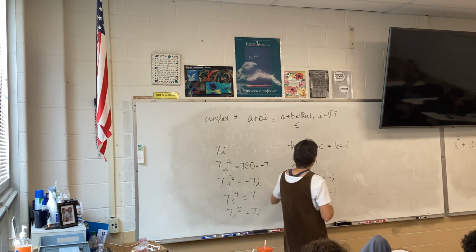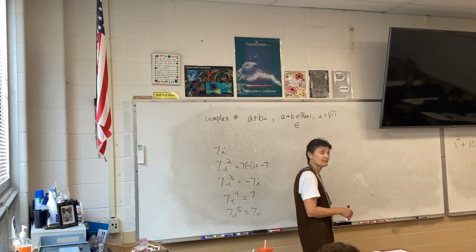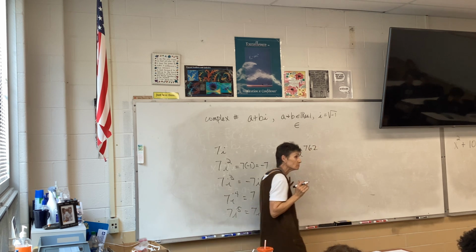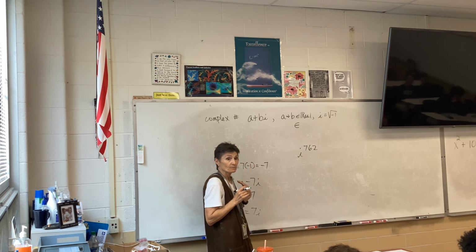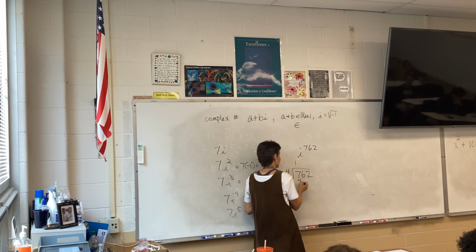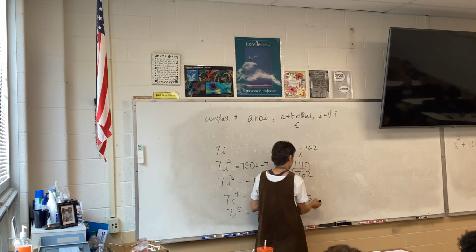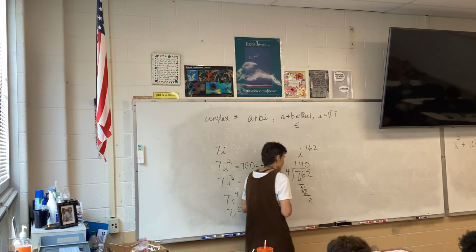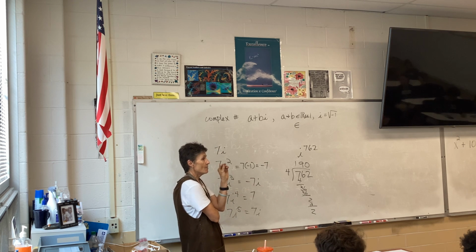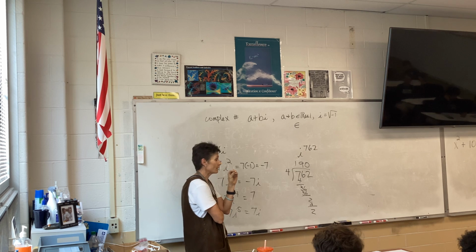Well, what if we have a math book problem, because this never happens in real life that I know of, but it's an interesting math book problem. What if we have i to the 762? If we divide that exponent by 4 without a calculator, the remainder would be 2, so this would be negative 1.